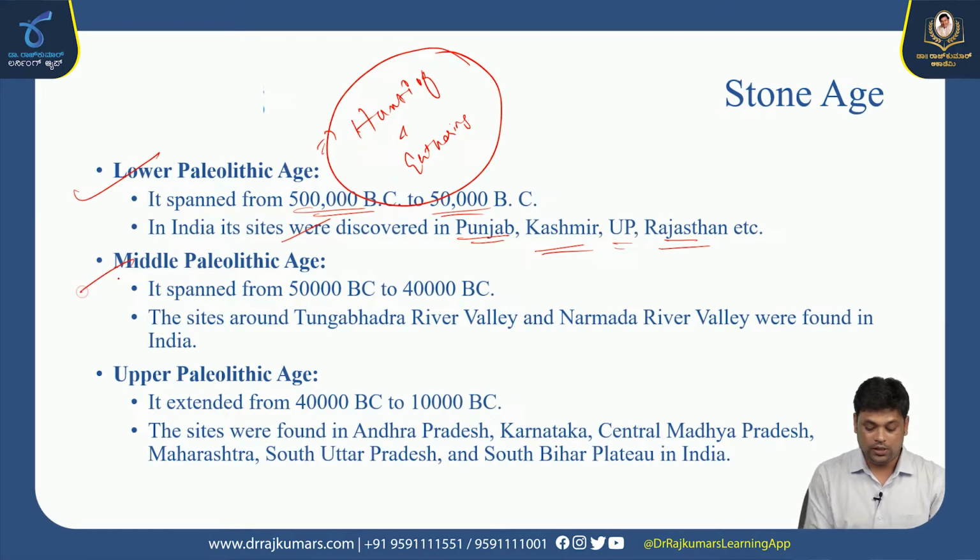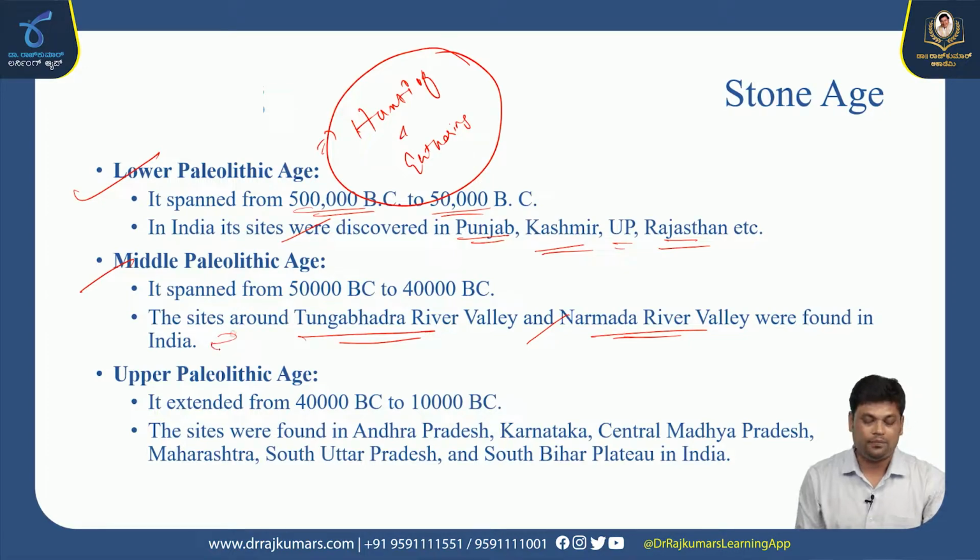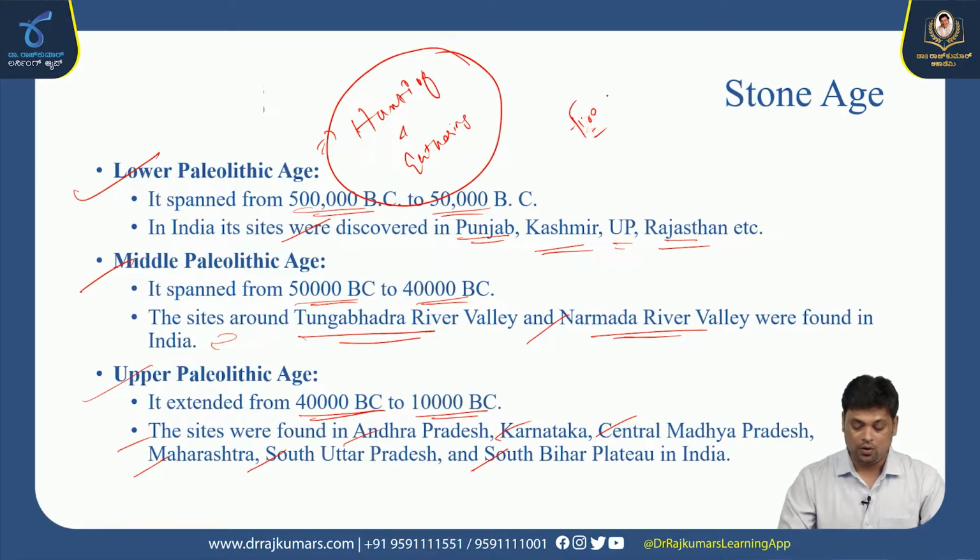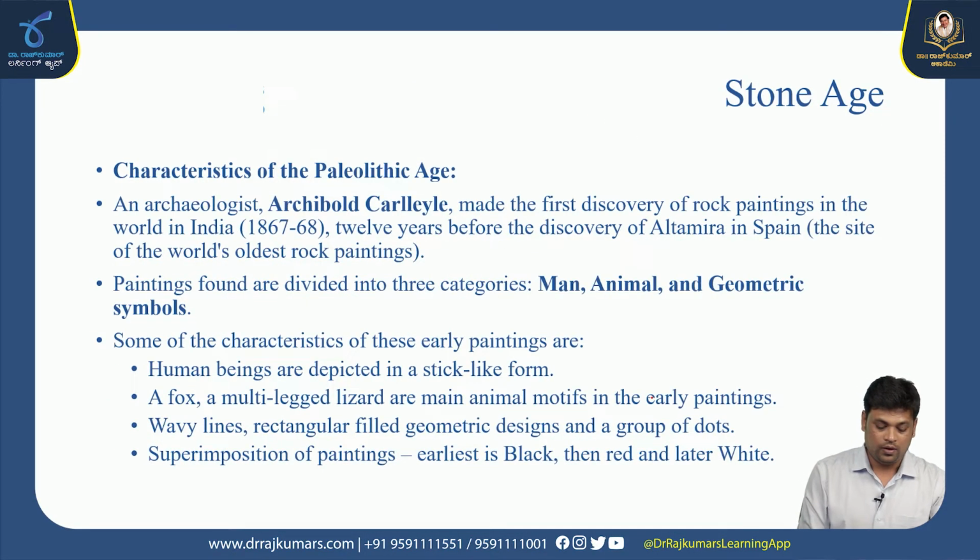Next, middle Paleolithic: sites around the Tungabhadra River Valley and Narmada River Valley were found in India. The timeline is 50,000 BC to 40,000 BC. Upper Paleolithic extended from 40,000 BC to 10,000 BC. The sites are in Andhra Pradesh, Karnataka, Central Madhya Pradesh, Maharashtra, South Uttar Pradesh and the South Bihar Plateau in India. Fire was well known to these people, and they used big and strong stone tools for the purpose of hunting.